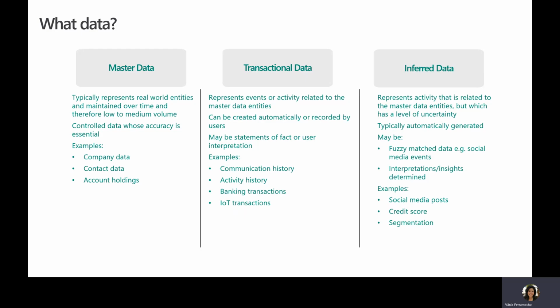And the last one, the inferred data. This is automatic data that is generated based on the others, master and transactional, and maybe the target of several different interpretations, like the social media posts that we have nowadays. So it's important to understand that data is not all the same, right? And it can lead to different approaches based on data category.